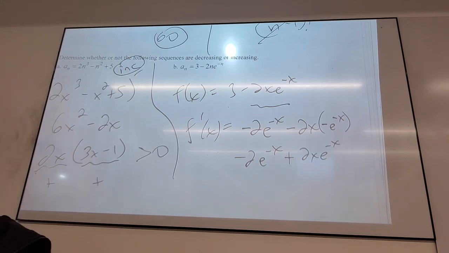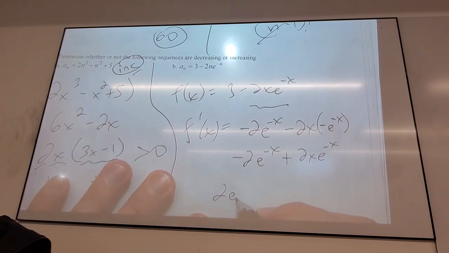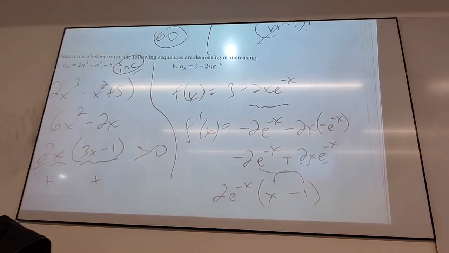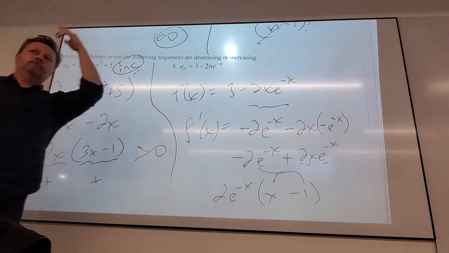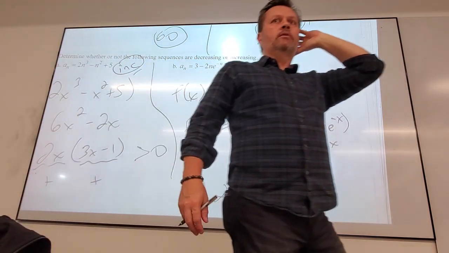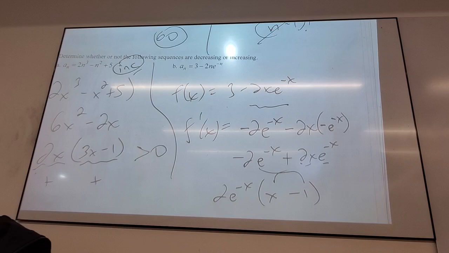And what am I trying to show? If it's increasing or decreasing. So if I take out a 2 e to the negative x, do you guys see how that's x minus 1? Now if x is 1, what is this actually? 0. But for everything after that, what is this? Oh, I see what you mean. You don't mean 1. You mean positive. Okay.